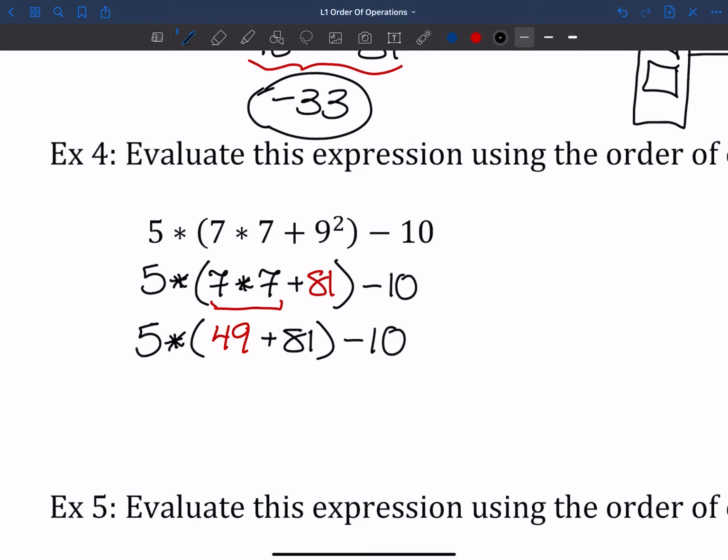All right. Oy, this number is not going to be very nice, but that's okay. So here we've got 5 times. We're going to finish off the parentheses, because there's only one last thing to do. 49 plus 81. It's going to be what, 130?